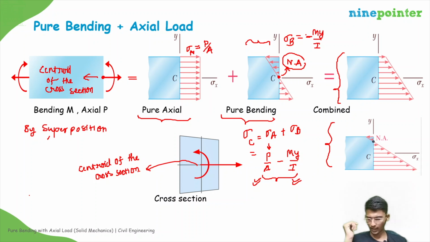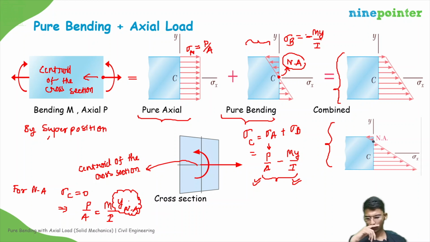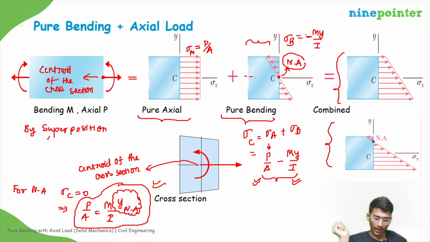So for the neutral axis, sigma combined should be equal to 0, meaning P by A should be equal to My divided by I. From that we can get Y of the neutral axis. Okay. So if this can happen, we can get the neutral axis position Y from the pure bending neutral axis. From this the distance is Y, right? So if you get Y equal to some distance, see this is the centroid. So this is the neutral axis for the pure bending case, but for the combined effect the neutral axis is at position Y1. Okay.